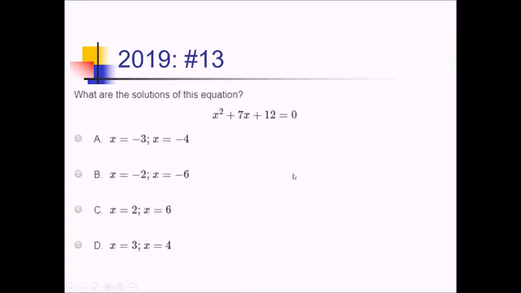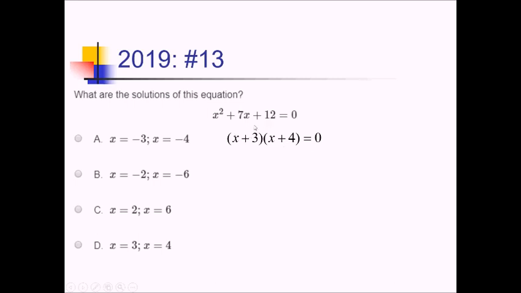On this problem, we want the solutions to this quadratic equation. Since we've already got it all zeroed out and it looks factorable, let's try factoring it. So we need 2 numbers that multiply to 12 and add up to 7. That would be positive 3 and positive 4. So let me rewrite this as x plus 3 times x plus 4 equals 0.